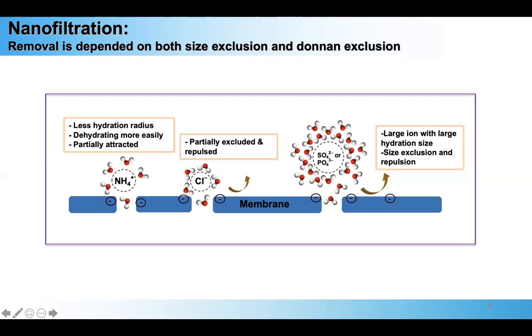But in terms of ammonia, since it's a cation and a very small ion, it's hard to reject it unless it's a very low pore size membrane, like fine pore size nanofiltration membranes or reverse osmosis membranes.